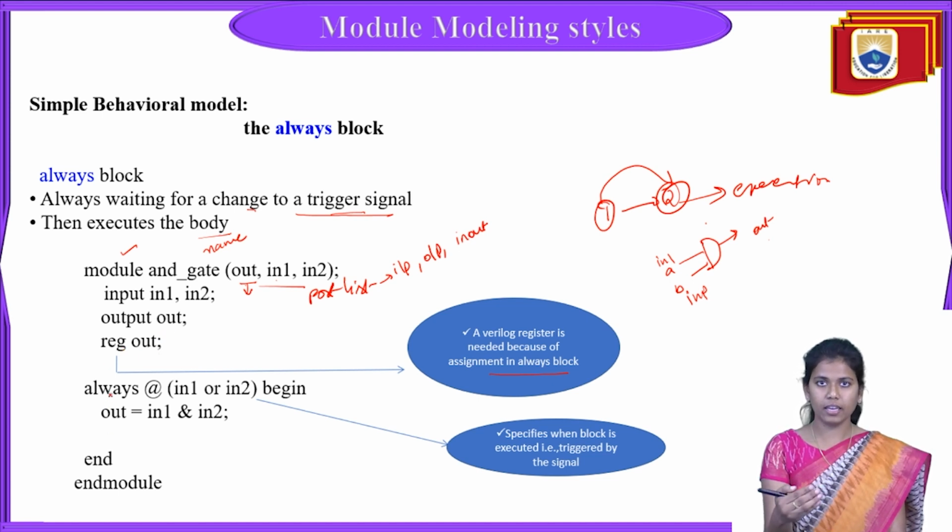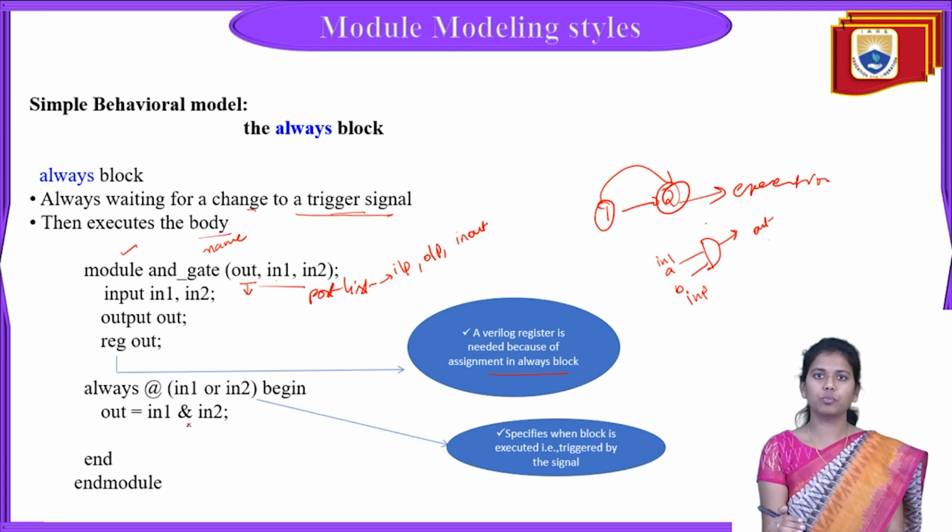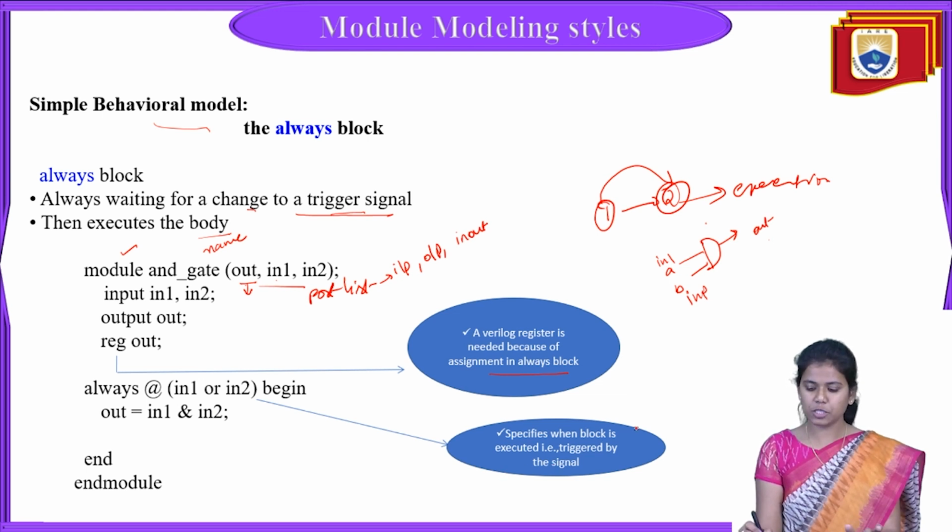Coming to this, here we see always @(in1 or in2) begin, and out is equal to in1 and in2. As we are representing the AND gate here, and it is a behavioral model of representation, in the syntax we have to write always @(in1 or in2) begin. This specifies when the block is executed, that is, triggered by the signal. So here we are executing the AND gate.